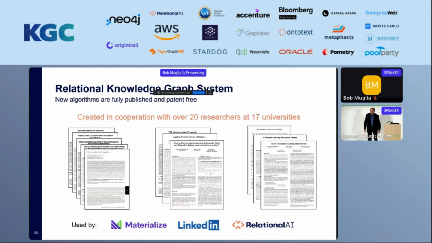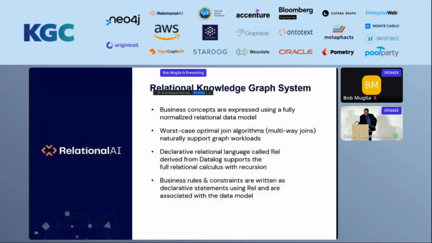Materialize uses it in a fundamental way inside the materializations that they perform. LinkedIn adopted some of this through a graph database they use called LIquid. And this work was really pioneered by Molham Aref, who's here in the room today, and the RelationalAI team, again, in conjunction with almost 24 researchers around the world. So what is it? The RelationalAI knowledge graph system is a product, a service where business concepts are expressed using a fully normalized relational data model. We call this graph normal form.